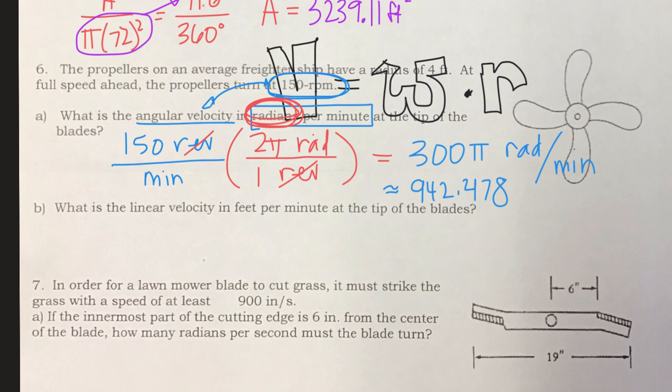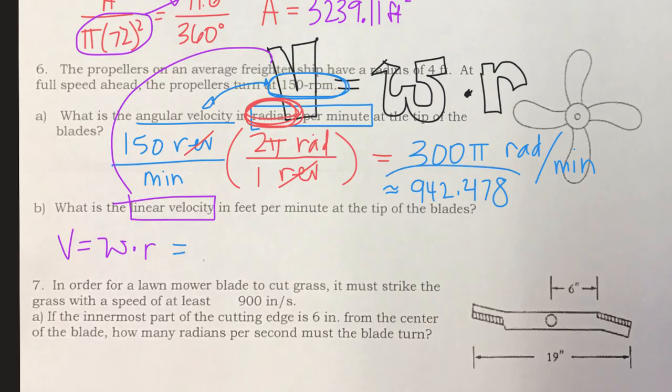The next one says, what is the linear velocity? Well, linear velocity is this v that we're talking about. So now we have to do the formula. Velocity equals angular velocity times radius. So we can come back to our previous problem. We have an angular velocity of 942.478 radians per minute.